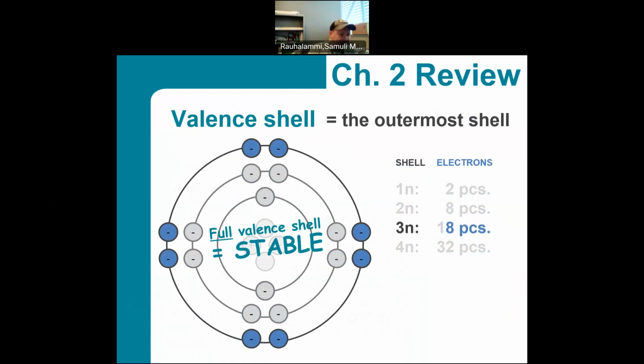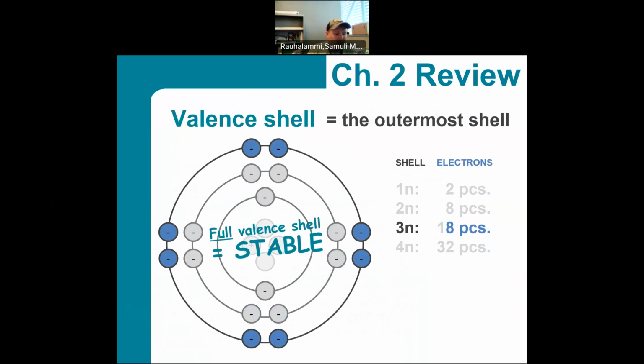If the valence shell of an atom is full, so it contains the maximum number of electrons that can fit into this outermost shell, we describe that atom or that element as being stable. So stable elements, stable atoms, are not very reactive. They're kind of happy where they're at, and they don't really search to change that. They've reached that state of having the full outermost shell.